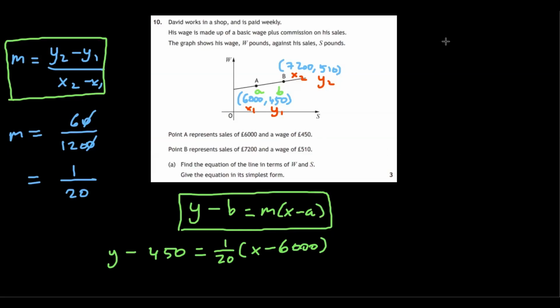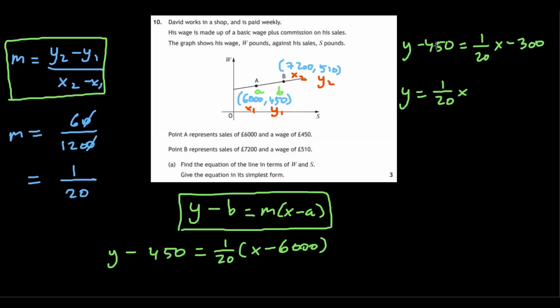So we'll just carry on over here. That would be y minus 450 equals 1 over 20x minus 1 over 20 times 6,000. So the zeros would cancel, and then you're left with 600 over 2. So it would just be 300.